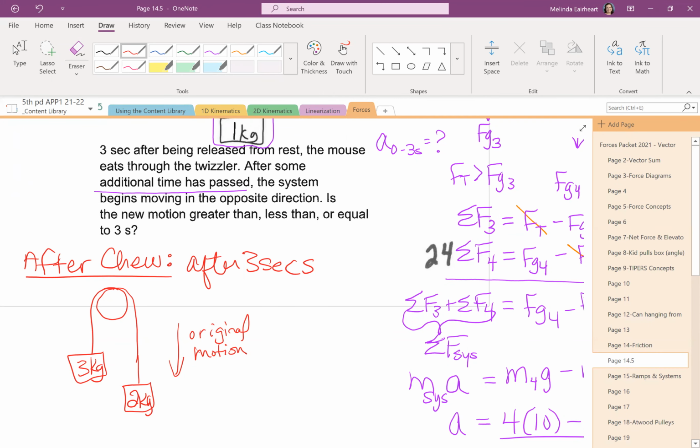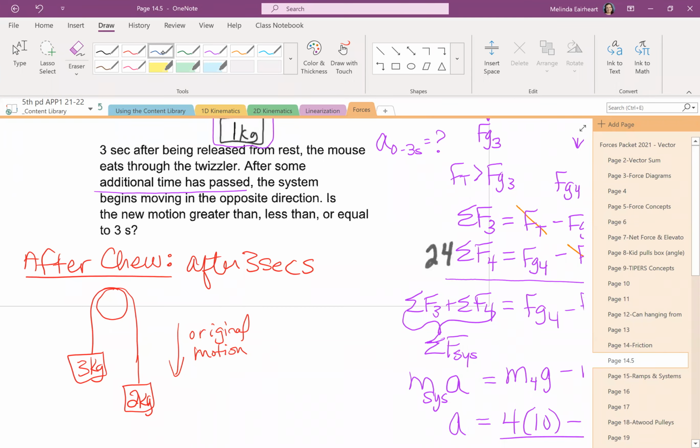If this is where we started, would we say it moves down on the right? No, 3 is bigger than 2. And so now it has to slow down in that forward direction. And what's eventually going to happen as some time passes? It's going to start going the other way because 3 wants to win.